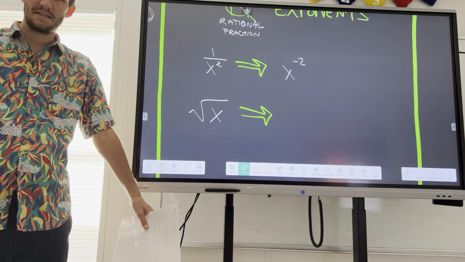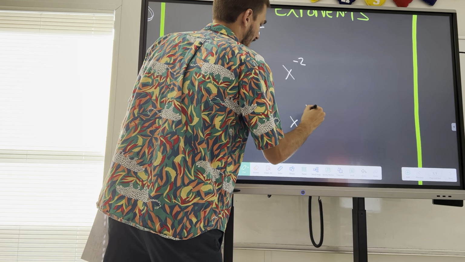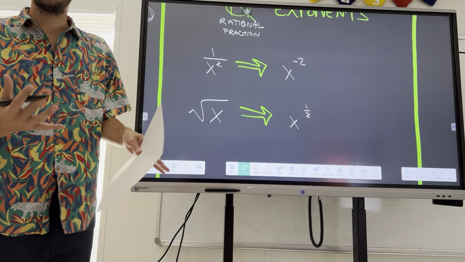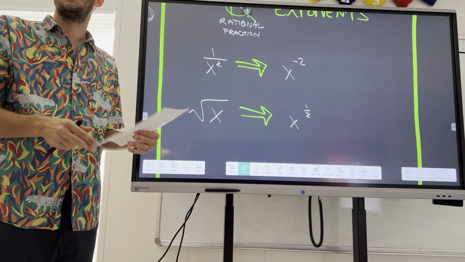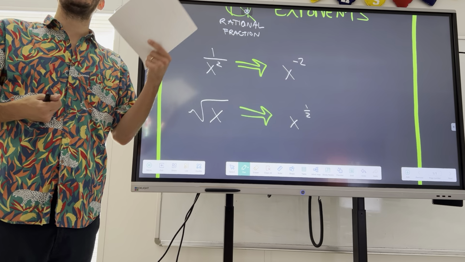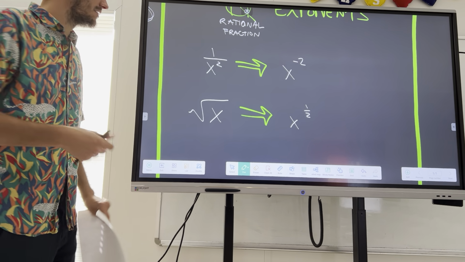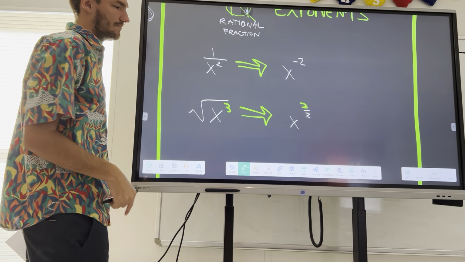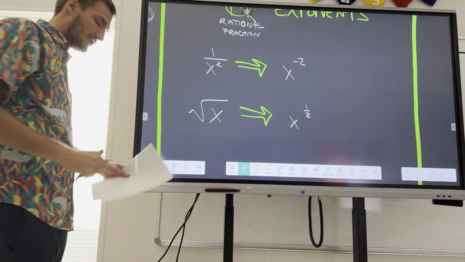How can we rewrite that? X to the 1/2. Right. The bottom number is the root, so because this is a square root, meaning 2, that's why the 2 is down there. If it was a cube root, it would be the 1/3 power. And the top number is how many x's are in that root. Right now there's only one x in that root, but if it was something like this, that would put a 3 on top. So we have to know how to handle dealing with square roots, dealing with fractions.